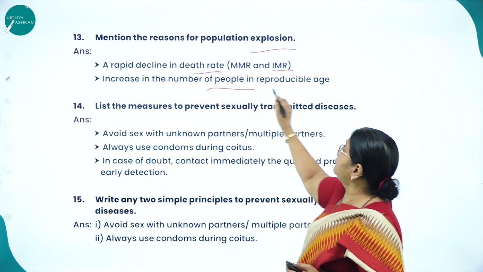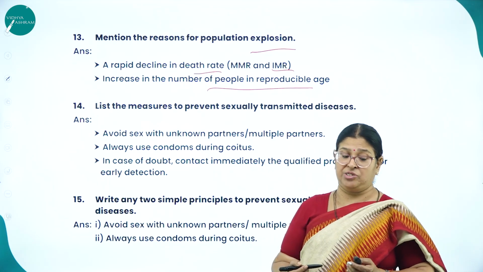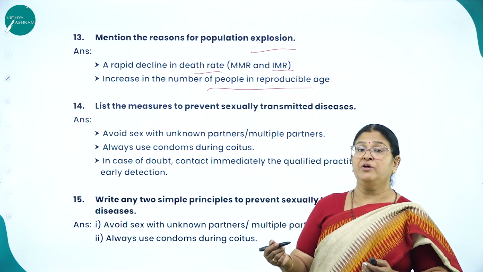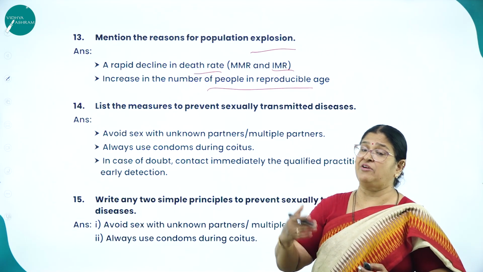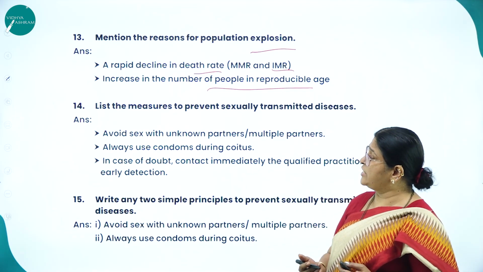Next, increase in the number of people in reproducible age. So we have a larger number of people in the reproductive age group. That might also be a reason why we have population explosion.